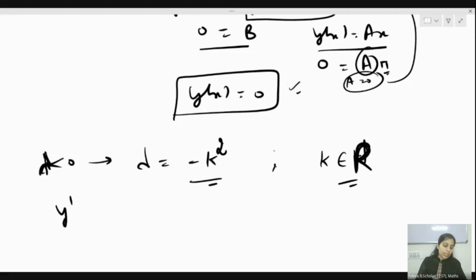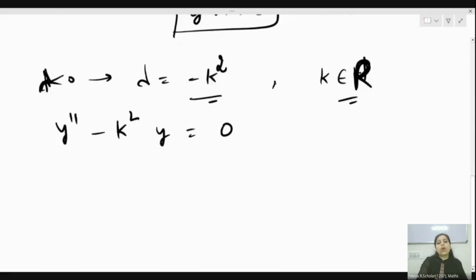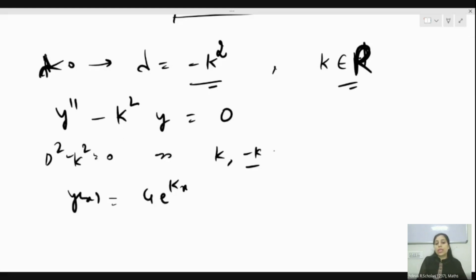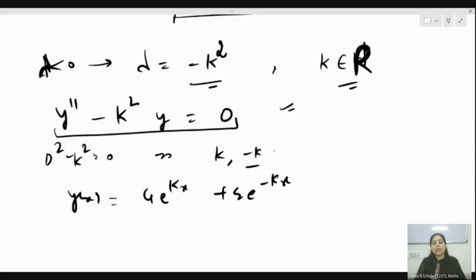When we substitute lambda is equal to minus k square, y double dash minus k square y is equal to 0. So now we will get the solution by using the auxiliary equation, which gives you k and minus k as roots, and you can write the solution as c1 e raised to power kx plus c2 e raised to power minus kx. If someone doesn't know how to find the solution, then please revisit my last 3 videos. There I have discussed how to find the solution of these types of constant coefficient equations.